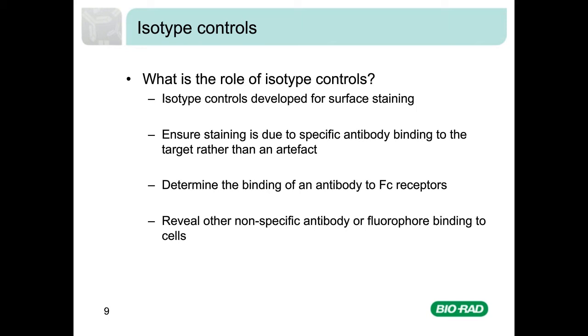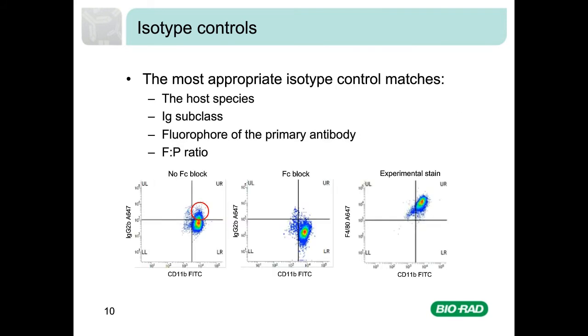They therefore show the amount of binding that is due to low affinity interactions, Fc binding, or binding due to the fluorophore. The most appropriate isotype control to use will match the specific antibodies used in your experiment as closely as possible. This means the host species, the immunoglobulin subclass, the fluorophore, and the amount of fluorophore conjugated to the isotype antibody should all match your primary antibody.